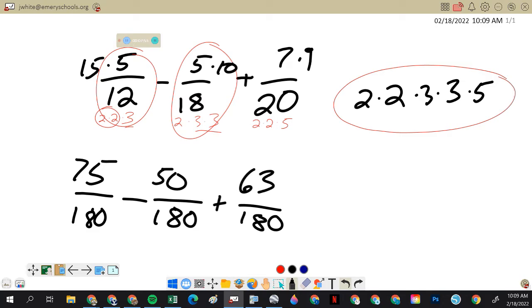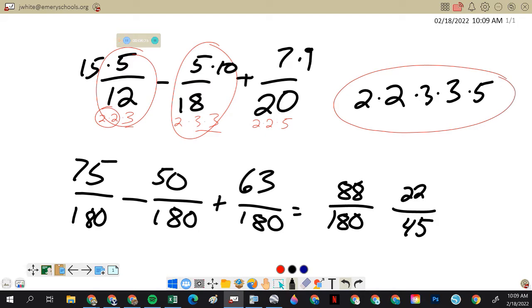75 minus 50 is 25. 25 and 63 is 88. So I get 88/180. Can I pull anything out of that? A 2 would work. Is there anything bigger? A 4 would work. So take out a 4, and I get 22/45. That's the simplest form.